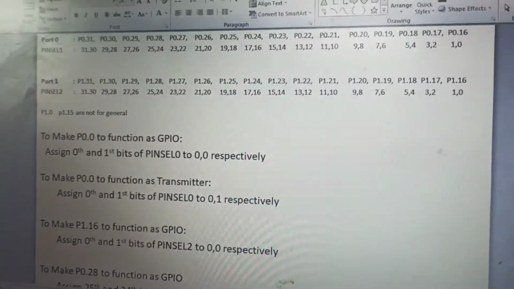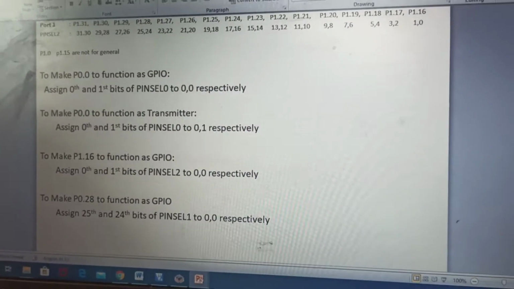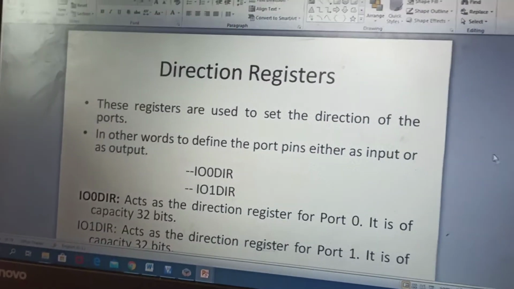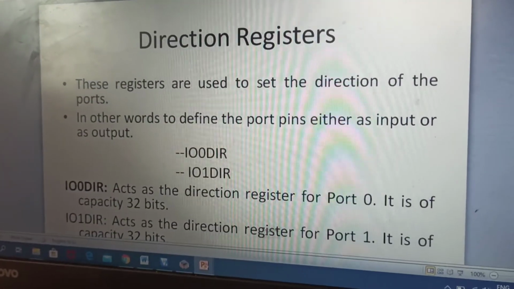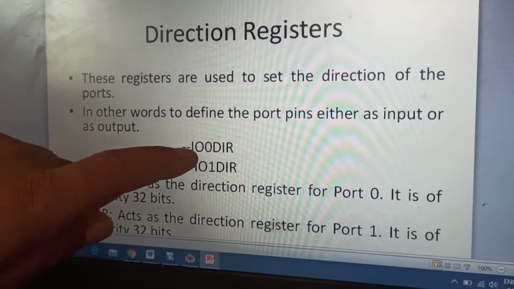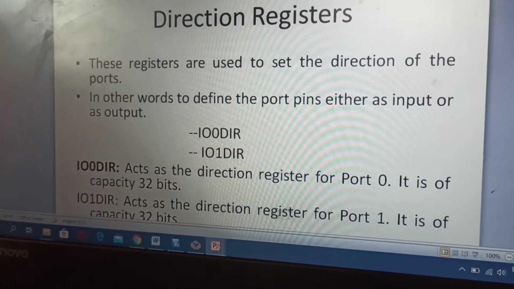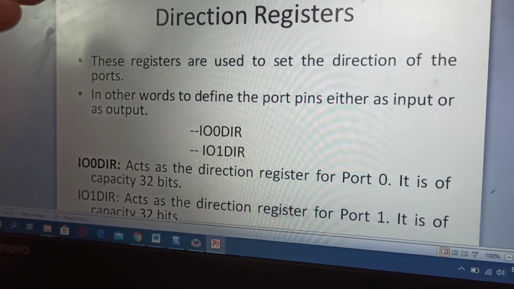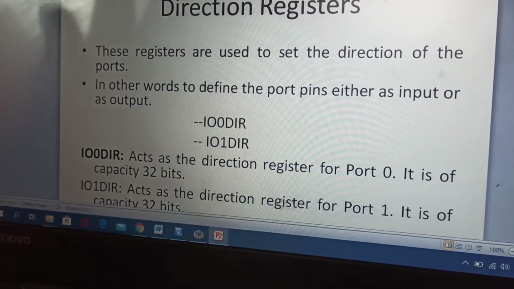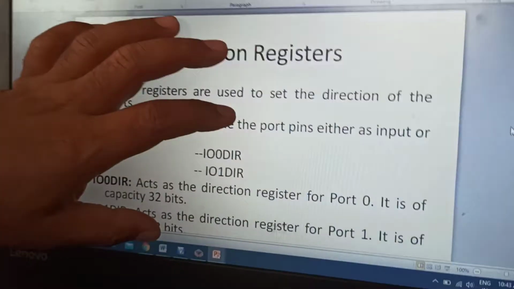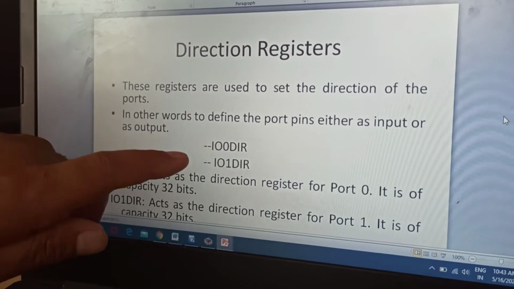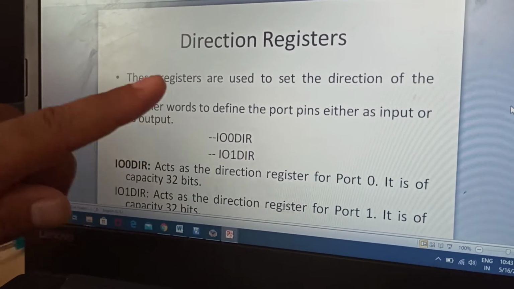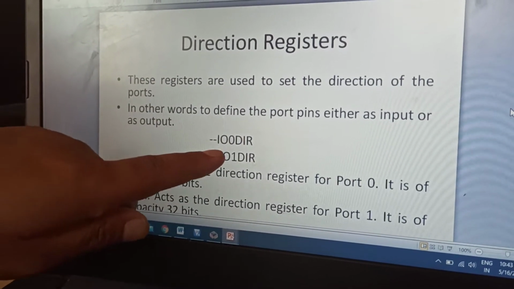Any port bit can act as 0 or 1 GPIO. Once after selecting general purpose input or output, now we have to tell whether it is input or output. That will be decided by the IO0DIR register. First we have made it GPIO, general purpose IO. If we want our system to transmit data to an external device or receive data from an external device into our microcontroller, first we make that GPIO. First we program that as GPIO, then we select either input or output.